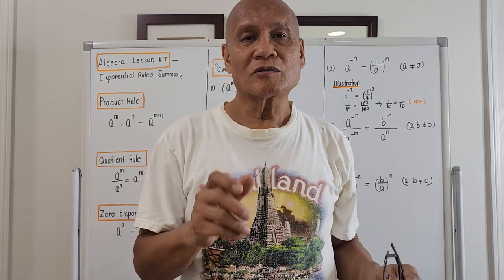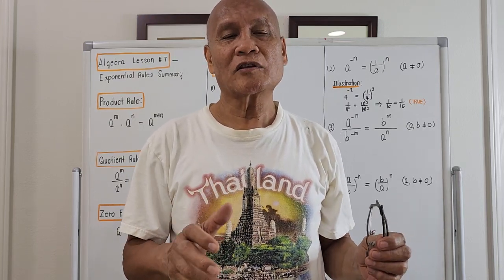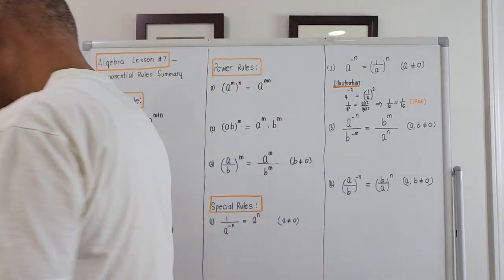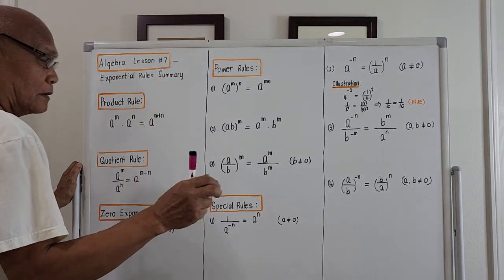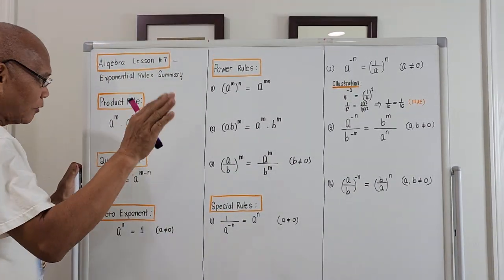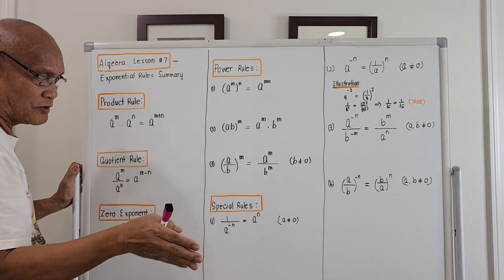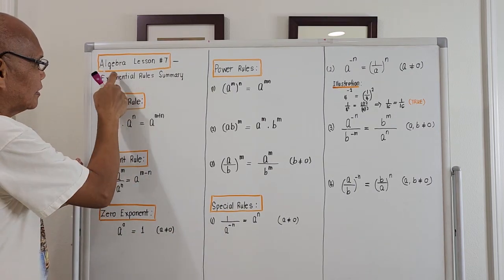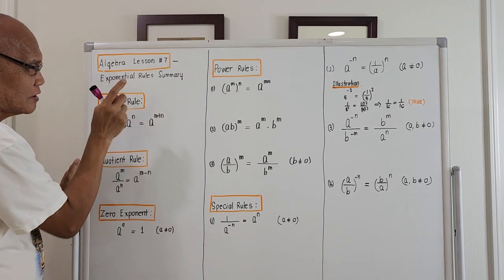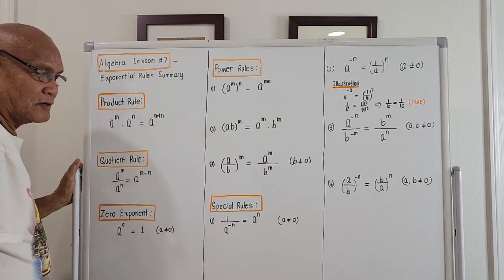It's getting interesting. So our topic for this morning will be an interesting one. This should be the rules on exponents. Okay, let's proceed. Our lesson for this morning will be algebra. This is a long video format, so we discuss concepts and example problems. Lesson number 7, and the title for this morning will be Exponential Rules Summary.